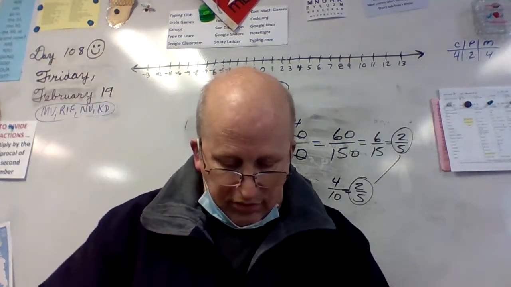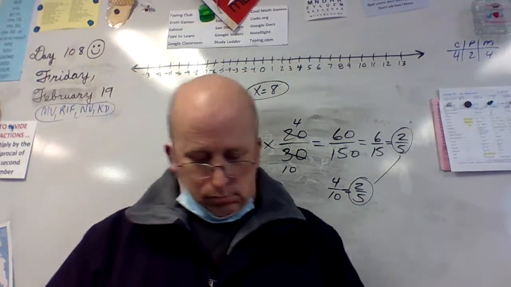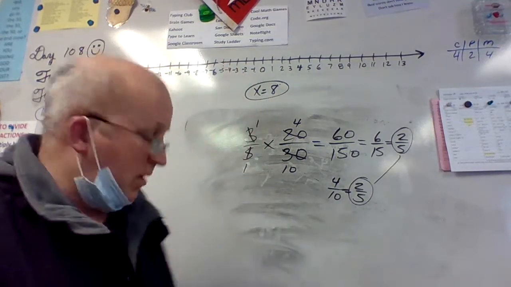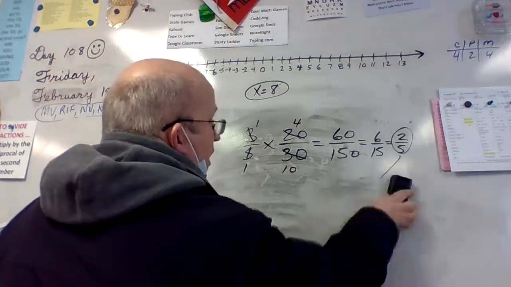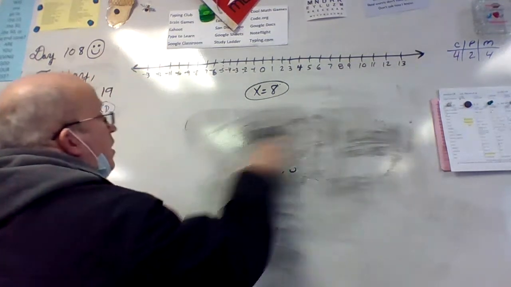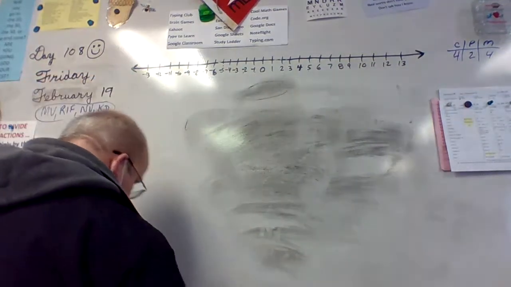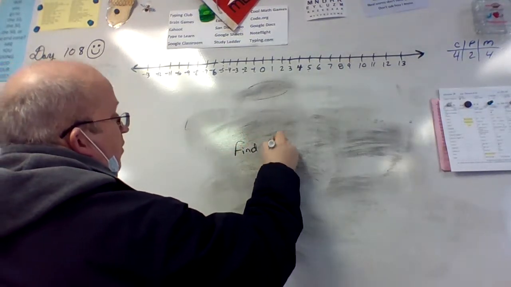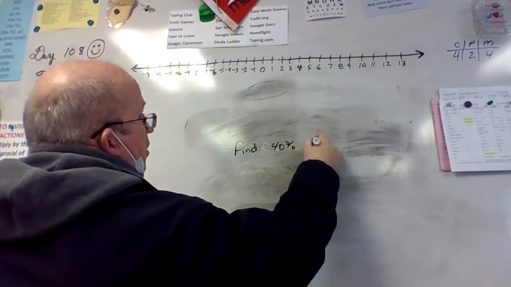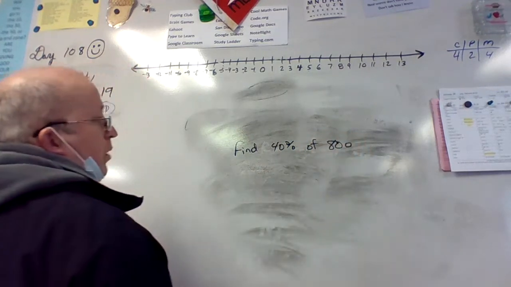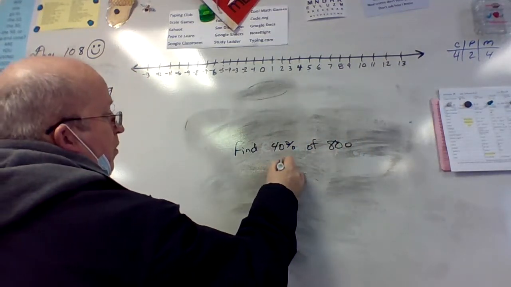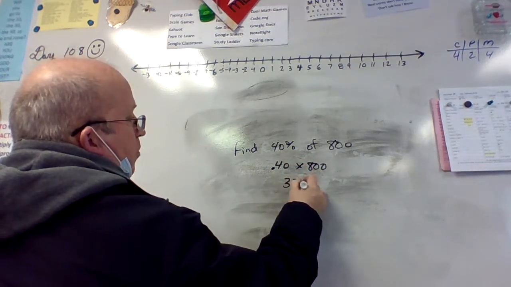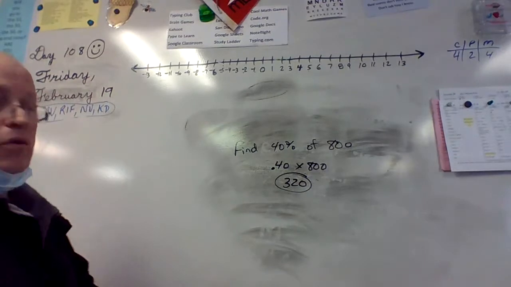Bottom of the page says solve each problem. Well, isn't that just multiplying a percent times a number? Because they have that word of there. They sure do. So let's do an example problem. What if somebody wrote, find 40% of 800. How would I do that? Well, I'd just take 0.40 times 800, which happens to be 320, if you do the math.